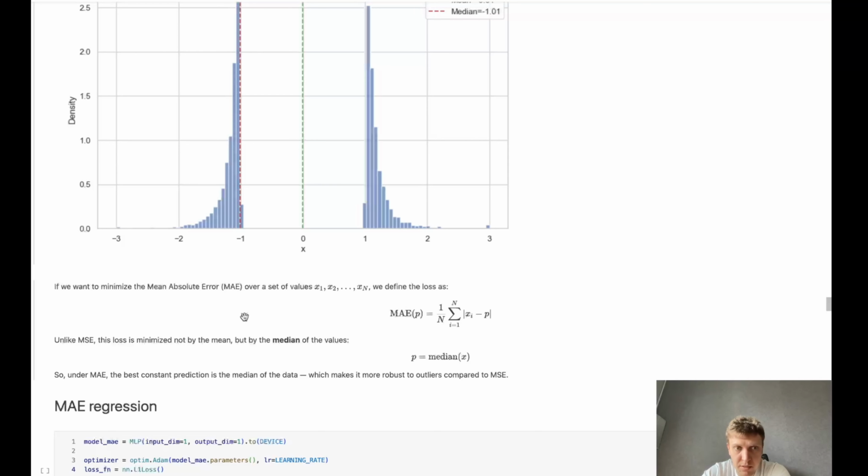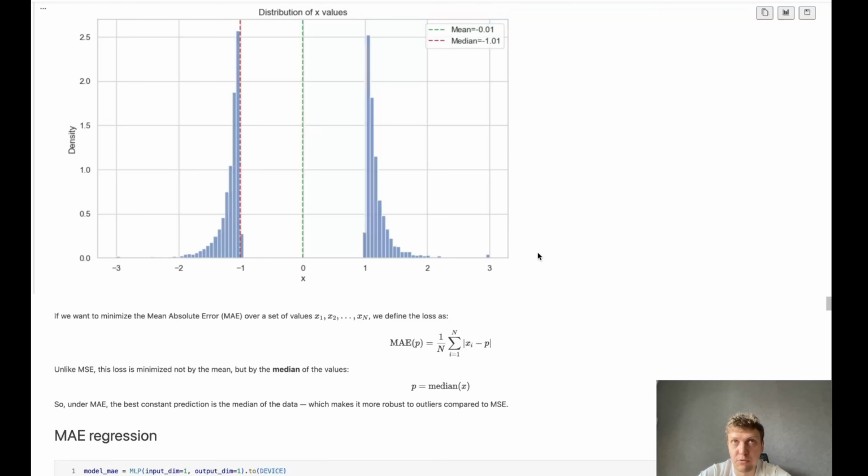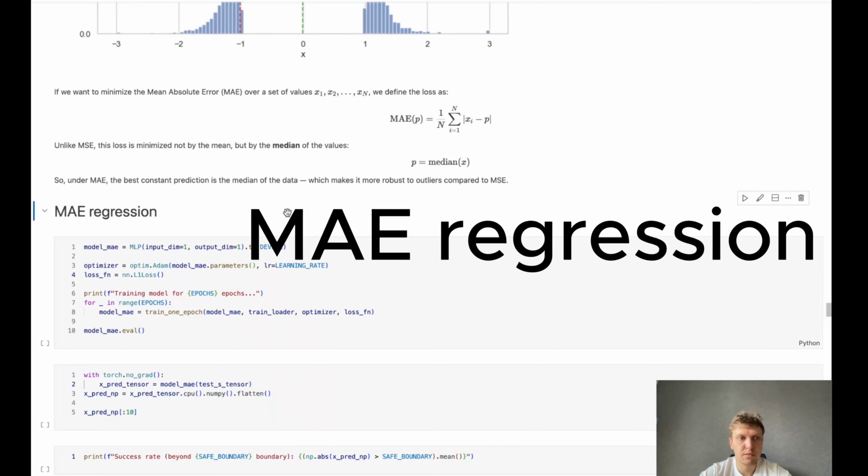The thing is that if we replace our loss, and instead of optimizing for MSE, start to optimize for mean absolute error, MAE, then the best prediction for optimizing MAE of some set of values is the median of these values. So this value is always minimized when p equals the median of all x's. Using this fact, we can adjust our training process so that our predictions will be much better for our particular problem. Let's test it.